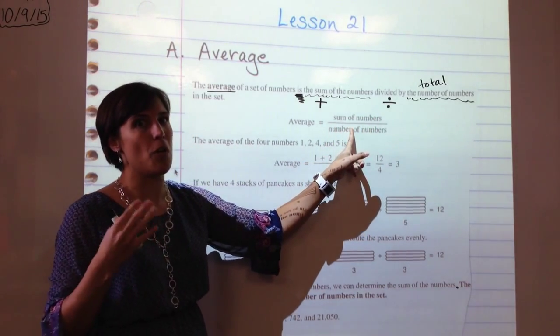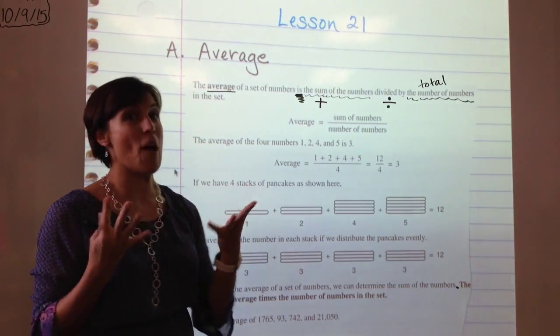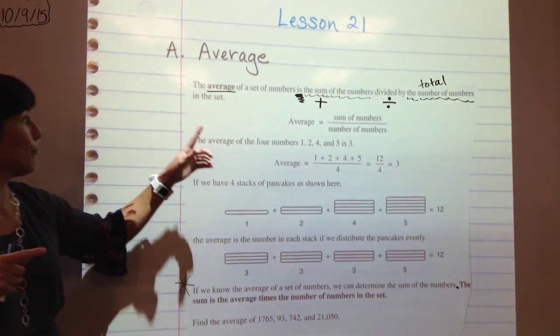How many are in the set total? How many numbers in the set? And that'll always give you the average. Sound familiar? Good, I hope so.